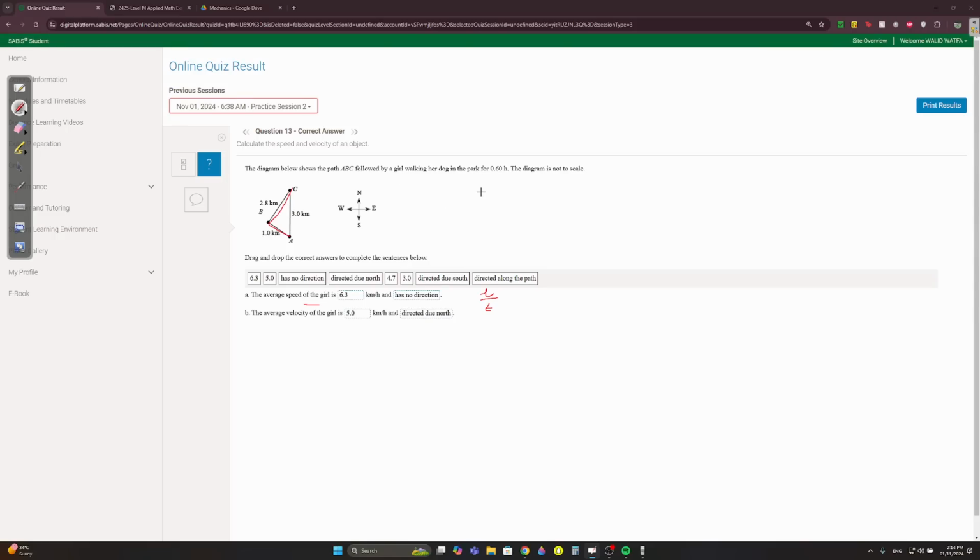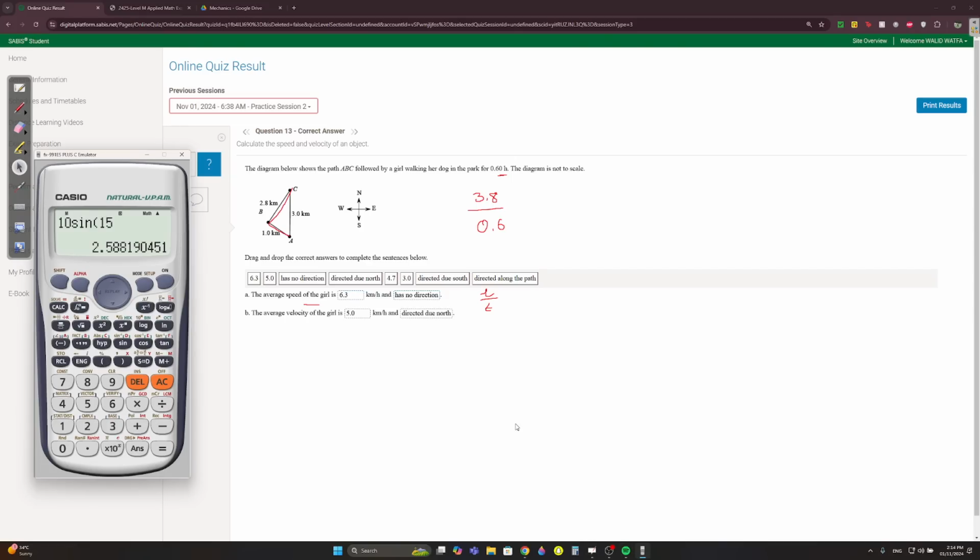So from A to B to C is 1 plus 2.8, 3.8 kilometers. Divide by the time 0.6 and you should get 6.3. 3.8 divided by 0.6, yeah, that looks like 6.3 kilometers per hour. And what is its direction? Obviously no direction, because speed is a scalar quantity that only has a magnitude.